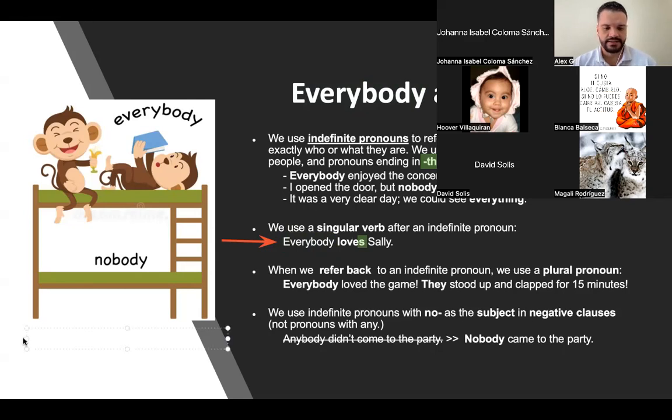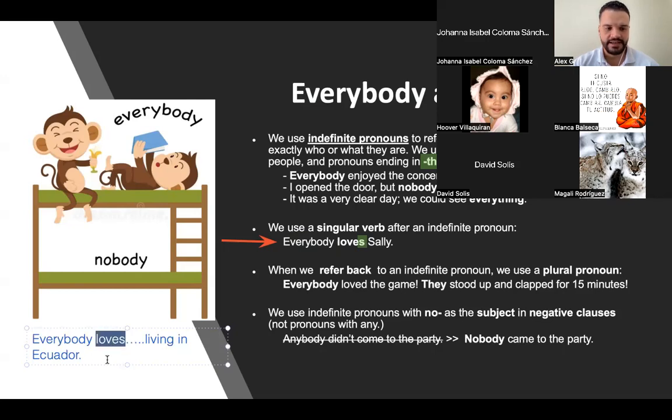Maybe we could use an example. Everybody loves. How could we complete this sentence here? Hoover, can you think of an example? Everybody loves living in Ecuador. Excellent. Absolutely. Everybody loves living in Ecuador, right? So just make sure that after these indefinite pronouns, we use the S in the verb, okay?